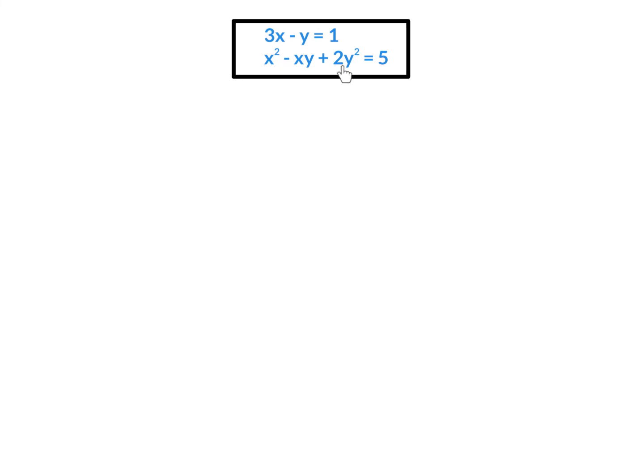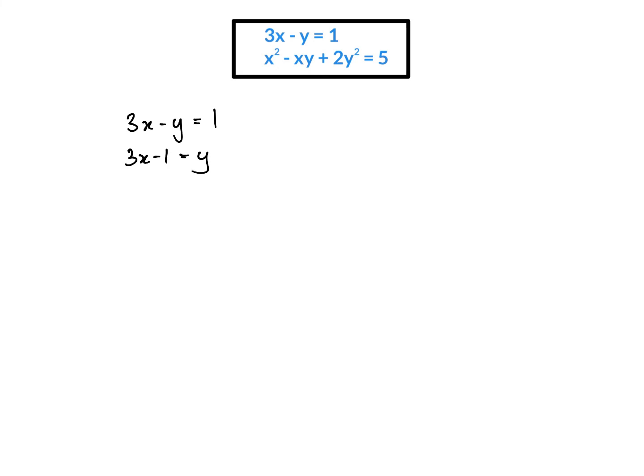It's just one with squares in it, but it's not the equation of a straight line. But we're going to take the linear one and make x or y the subject of that. Now, I could make x the subject. 3x equals 1 plus y. x is equal to (1 plus y) over 3. That's okay, but it involves fractions. So what I'm actually going to do is take that 3x minus y equals 1, and I'm going to rearrange it as 3x minus 1 equal to y.